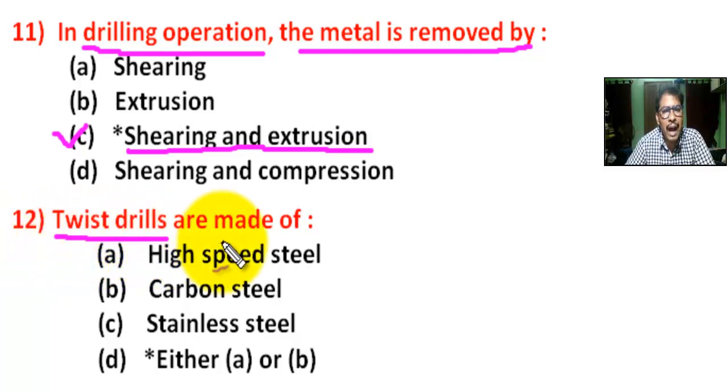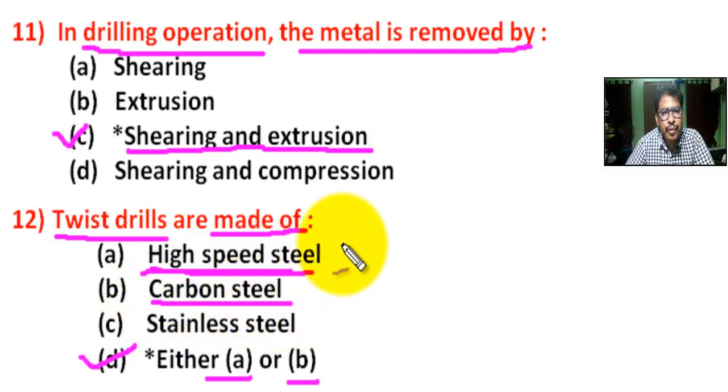Question number 12. Twist drills are made of, there are 4 options. Correct answer is D. Either A or B. Drills, mainly twist drills, are made of high speed steel and also carbon steel. So correct answer is D, either A or B.